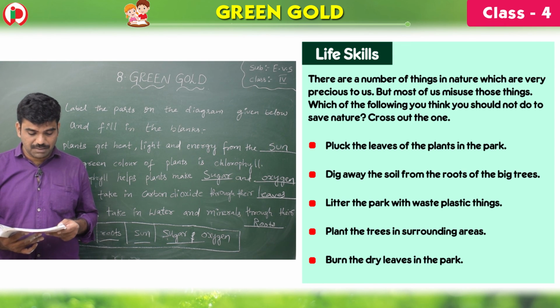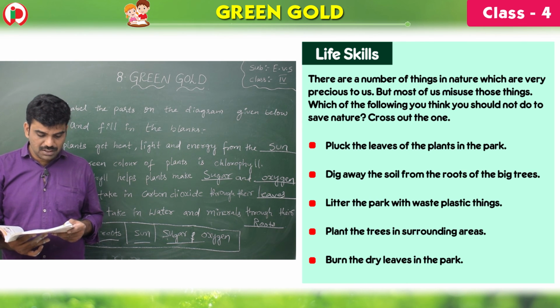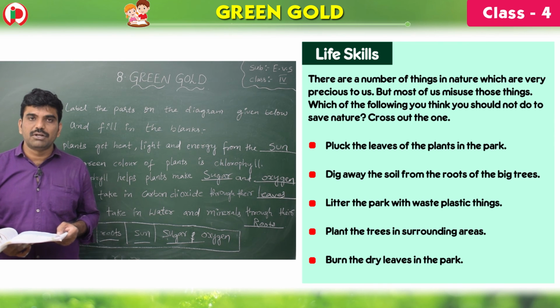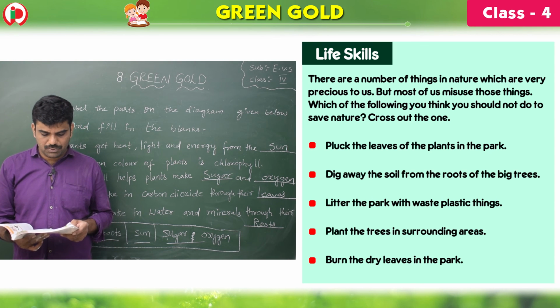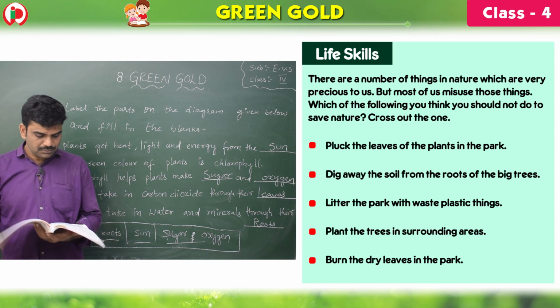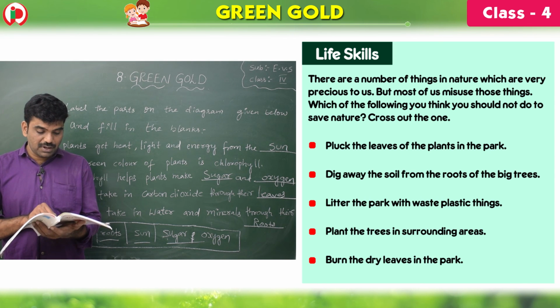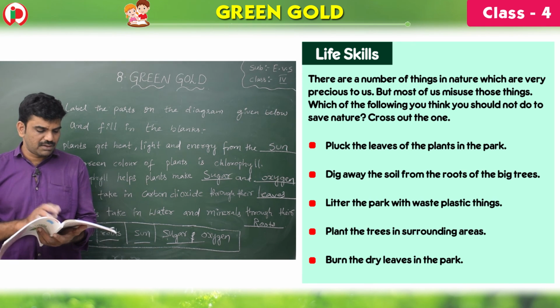Pluck the leaves of the plants in the park. Will you do that, children? Will you pluck the leaves of the plants in the park? So that is you should not do. So you should not do this one. So this is the right one. So we should not do plucking the leaves. We should not do dig away the soil. So you have to cross all these things. Why? Because we should not do all these things to save the nature.